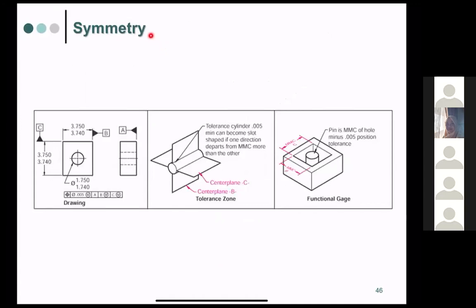Okay, for example, this is symmetrical. We have to do symmetrical just in the middle. This one is how to write it, also with the center point and also the tolerance, and then with the datum over here. This one, the tolerance cylinder, can become slot shape if one direction departs from MMC more than another. So we can also write the symmetry like this.